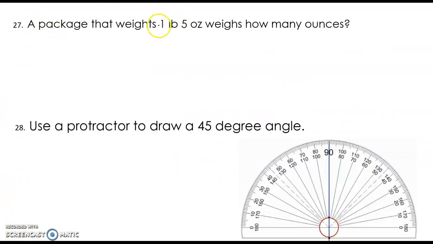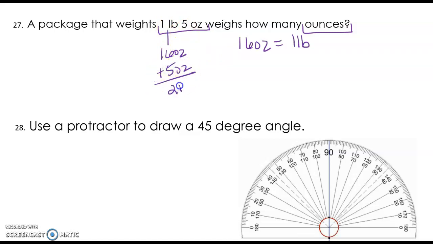27. A package weighs 1 pound 5 ounces. Weighs how many ounces? So I didn't put my chart up here, but I know that there are 16 ounces in 1 pound. I don't expect you to memorize this by any stretch. If ever you need a conversion factor on homework or test or what have you, let me know. I'll give you the conversion because that's something you can Google. So if 1 pound is 16 ounces and then I have 5 more ounces, I have 21 ounces total.